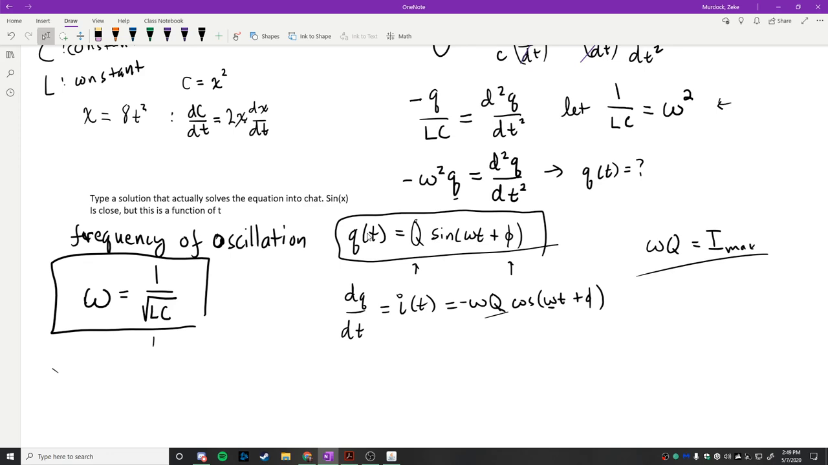You said earlier if you wanted to make things faster, you can make L smaller. That's right. You could also make the capacitance smaller, and it would increase the frequency. And we'll see that if we look over here real quick.